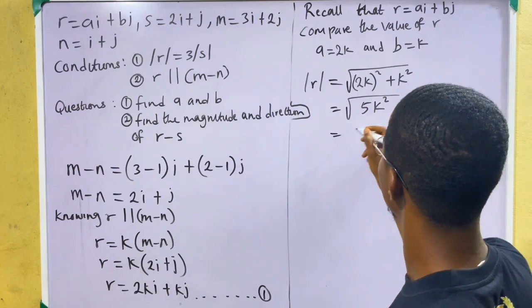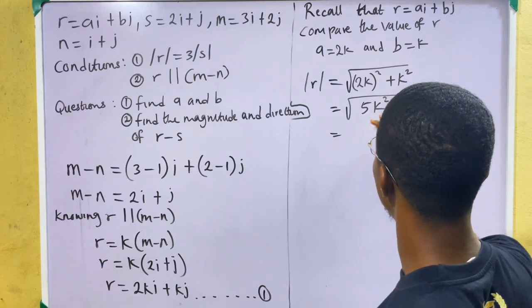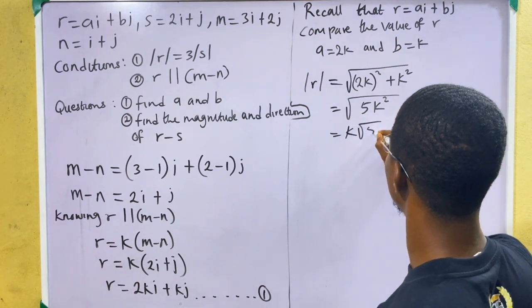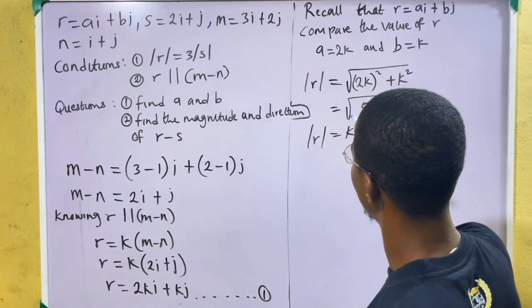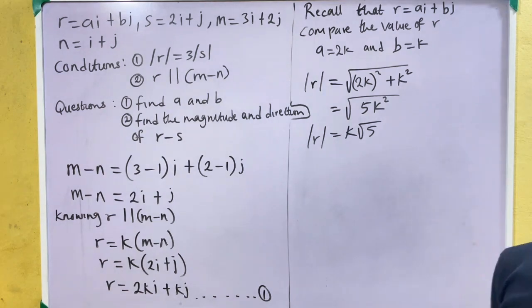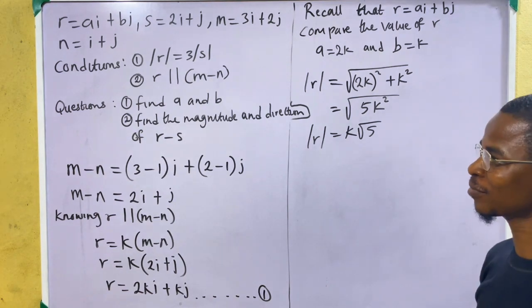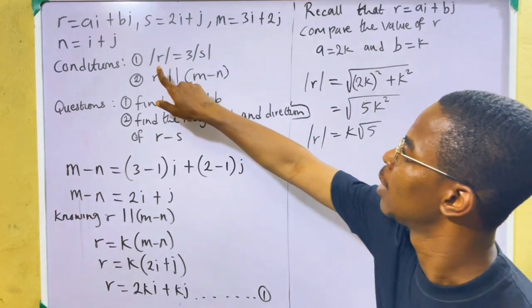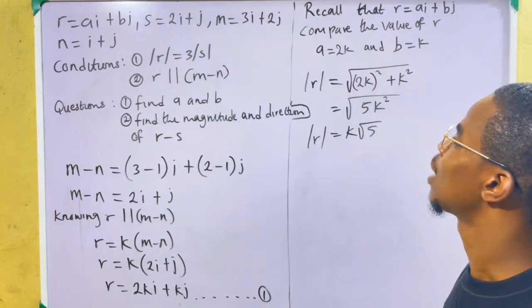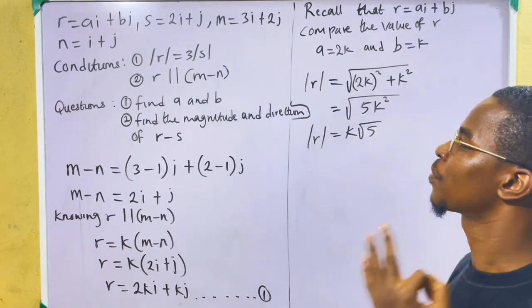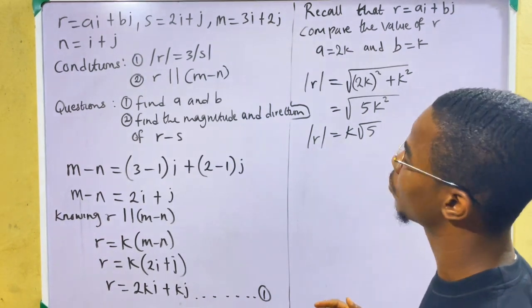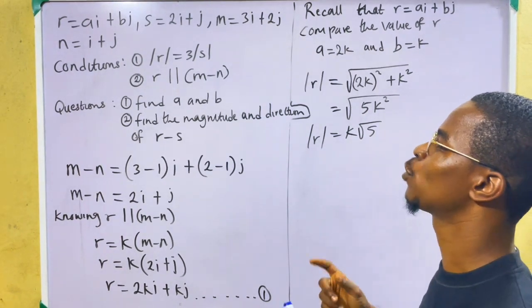And then the k will come out of the square here to become k root 5, the magnitude of R. Now let's proceed with the next condition. It says that the magnitude of R is 3 times the magnitude of S. Before we use that, what is the magnitude of S?